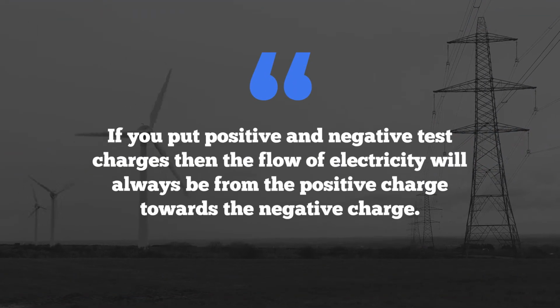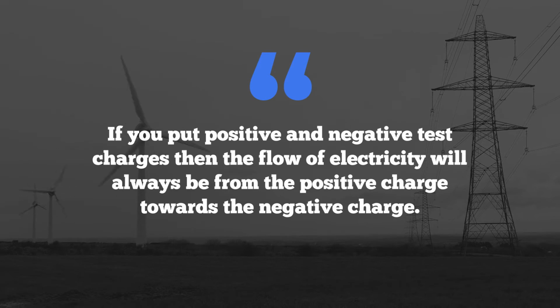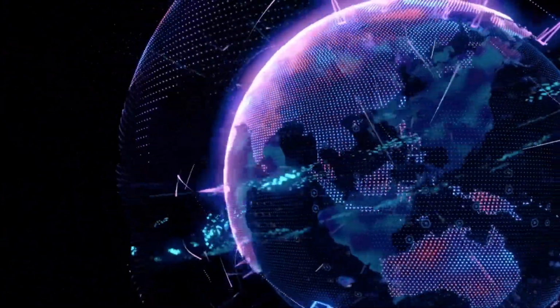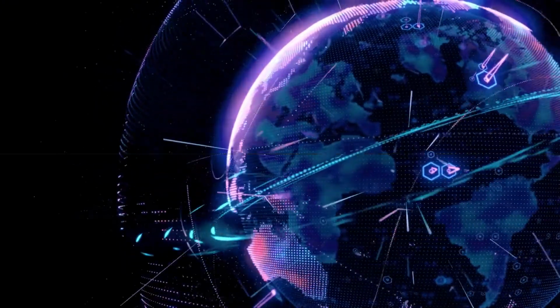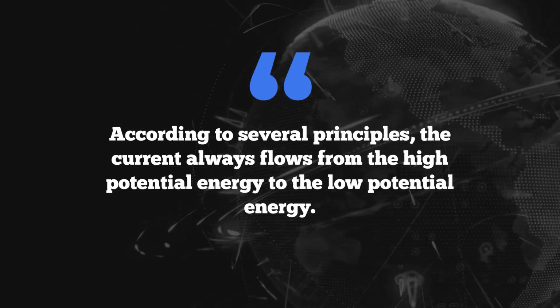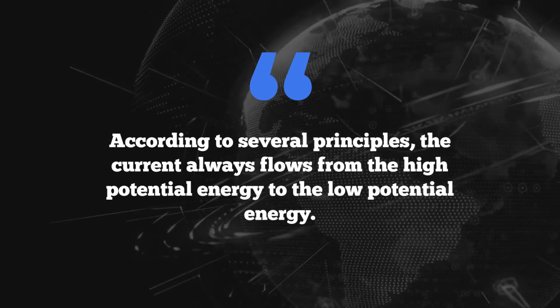If you put positive and negative charges, then the flow of electricity will always be from the positive charge towards the negative charge. Because the positive charges have high potential energy in them and the negative charges have low potential energy in them. And according to several principles, the current always flows from high potential energy to low potential energy. These are the basic factors which affect the flow of electricity in our daily lives. This is the whole idea of electricity and how it is generated by different charges.